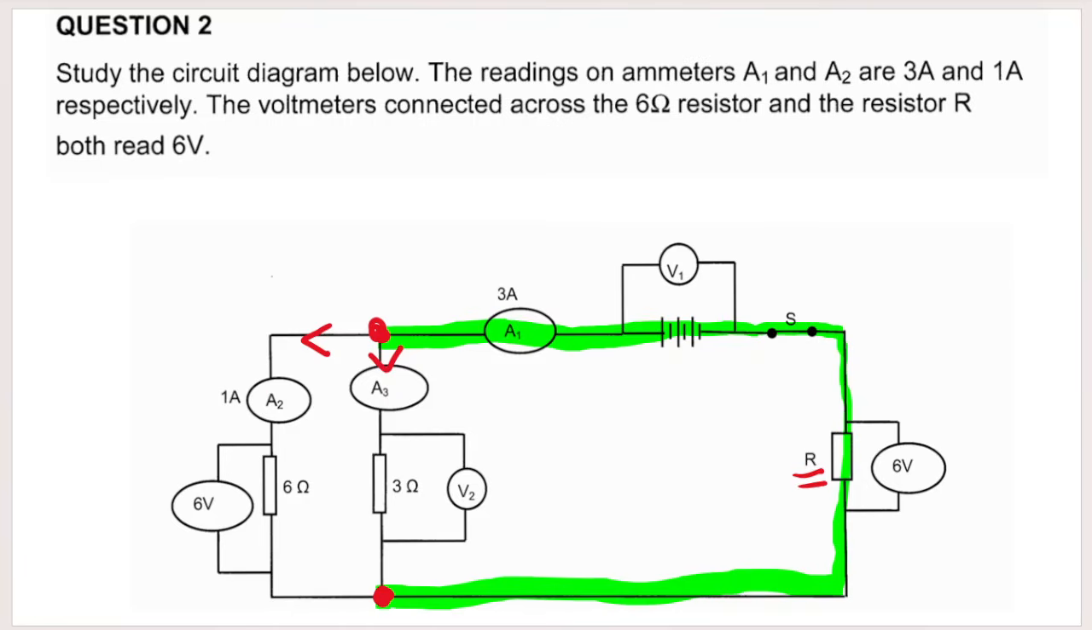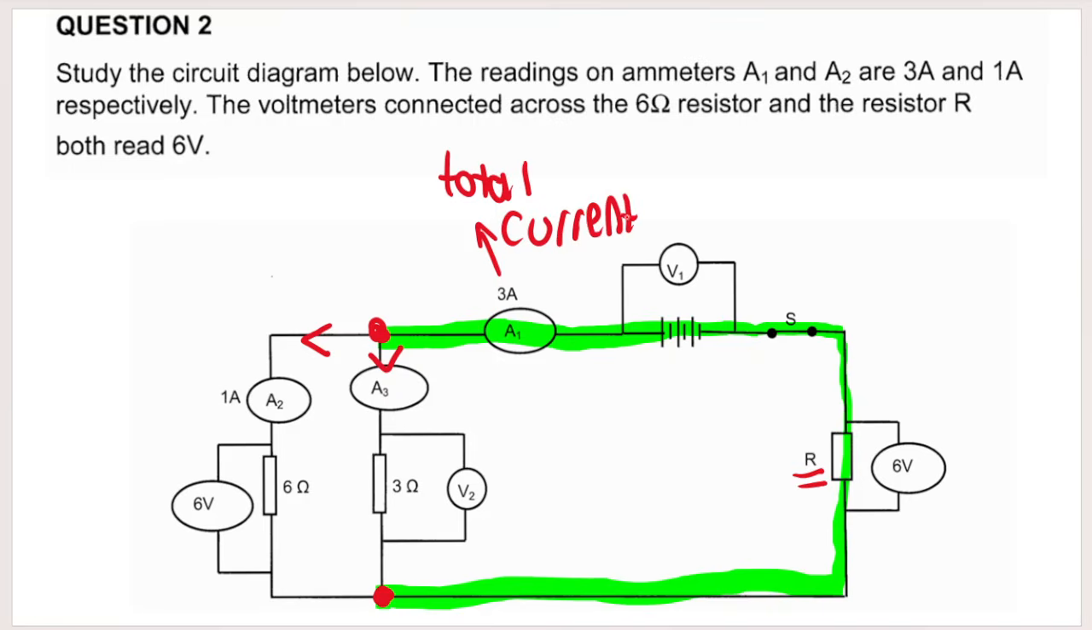The other thing that I want to show you is that this A1 measures total current. How do I know? Because it's connected in series. It's not connected in a branch. Can you see that A2 and A3 are connected in the branches, which means that A2 and A3 do not measure total current. They measure the split current. So 3A, that is my total current.